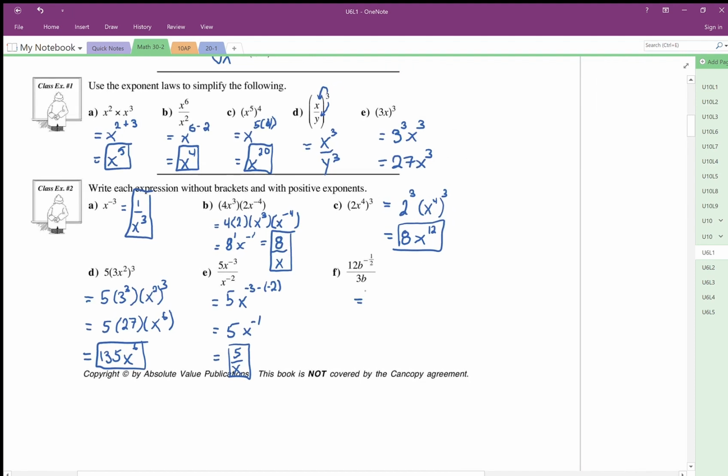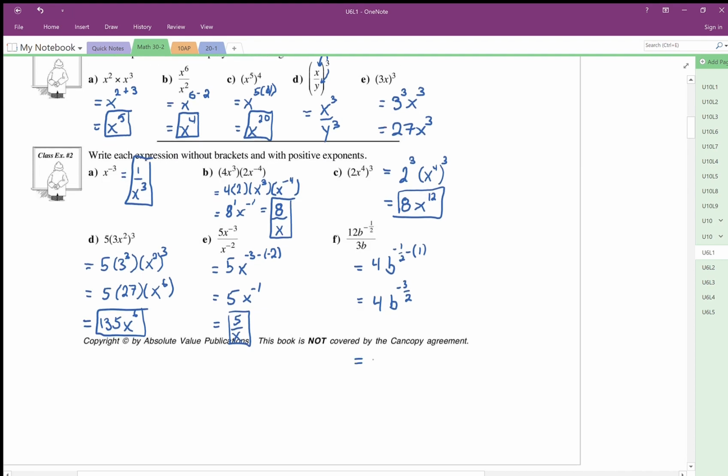Next question. So I see a 12 and a 3. We know 12 divided by 3 is 4 over 1, so I'll write the 4 up in the numerator. And then b to the negative 1 half divided by b to the 1. So negative 1 half minus 1. So we end up with 4 times b to the power of negative 3 over 2, which we don't want negative exponents, so I'm going to move that downstairs. And that should be our answer.